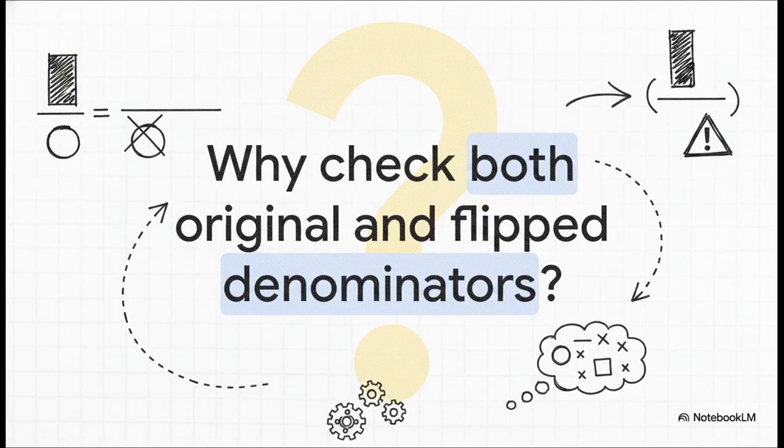This brings us to our second pause check, and I really want you to think critically about this one. Why do we go through the trouble of checking the original denominator of the second fraction and the new denominator once we flip it? Like, why do both sets of restrictions apply to our final answer?